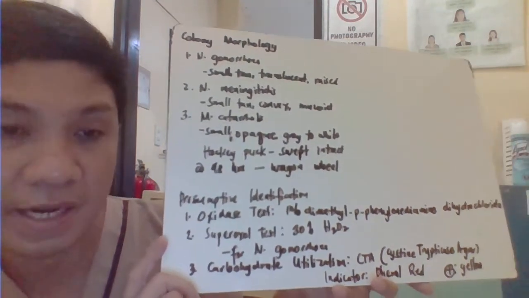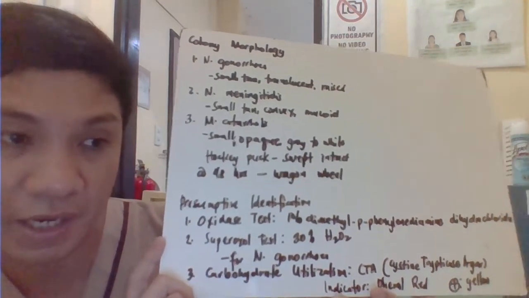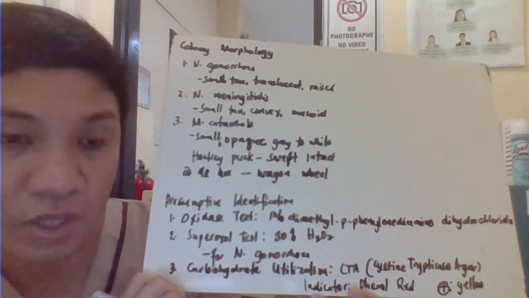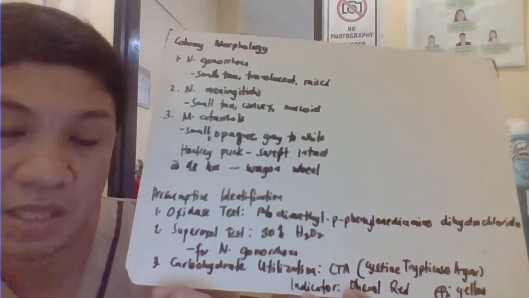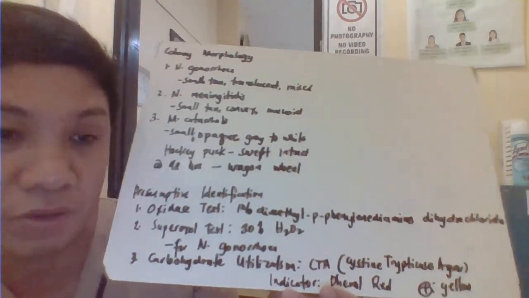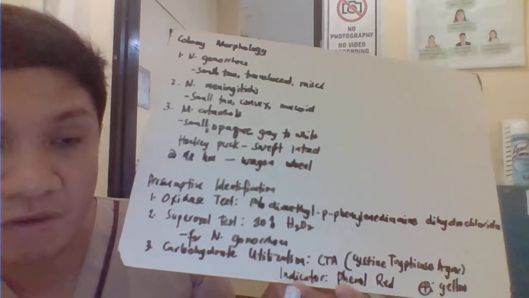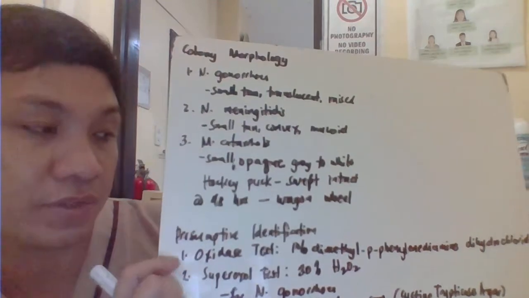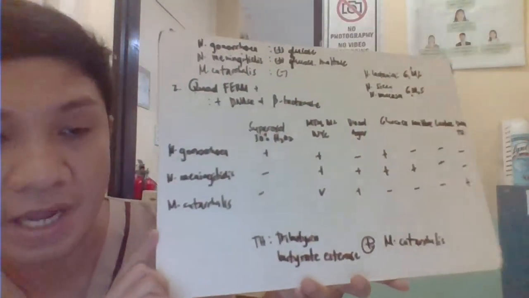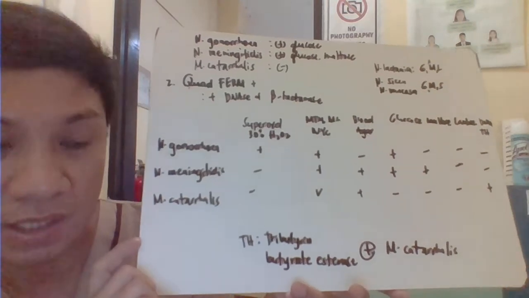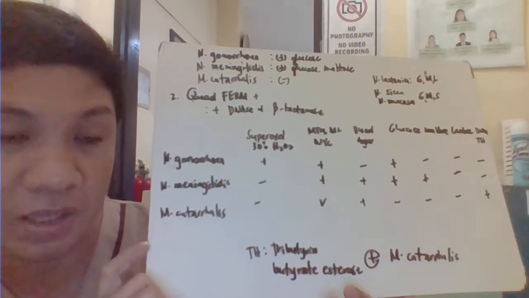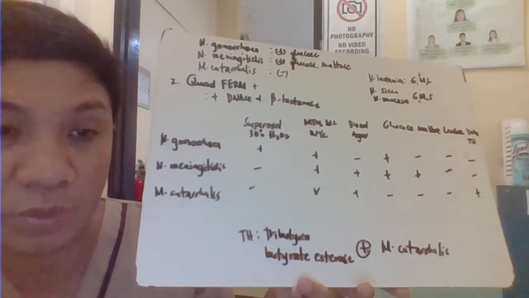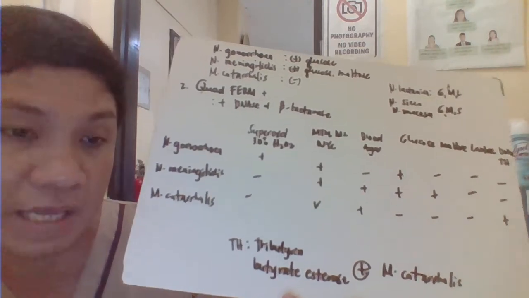Then we have carbohydrate utilization, the fermentation of your sugars. You can use CTA, cysteine trypticase agar, which allows you to determine if the organism ferments glucose, maltose, or lactose. We have phenol red as the indicator: yellow is a positive color, red is a negative result. Neisseria gonorrhoeae will ferment the glucose. Neisseria meningitidis will ferment the glucose and maltose at the same time. Whereas Moraxella catarrhalis, we consider a non-fermenter, so it will give all negative results.